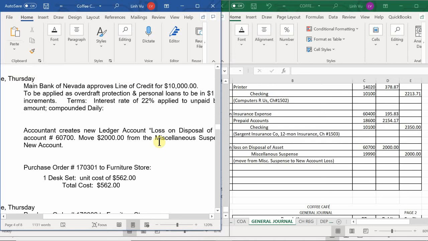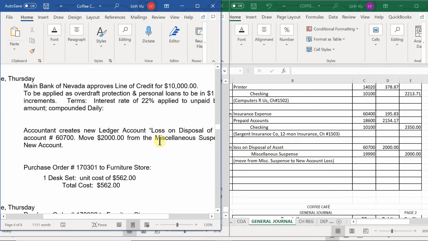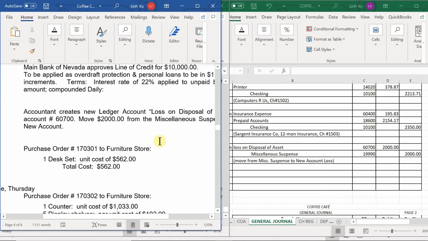we have a purchase order, right? Let me see. Yep, we have a purchase order. Okay, purchase order. So we buy furniture. No, we're buying from the furniture store. One desk set for a total of 562. Okay.